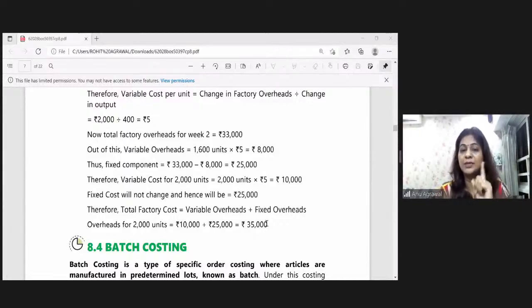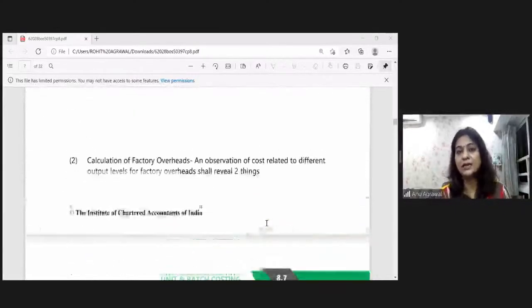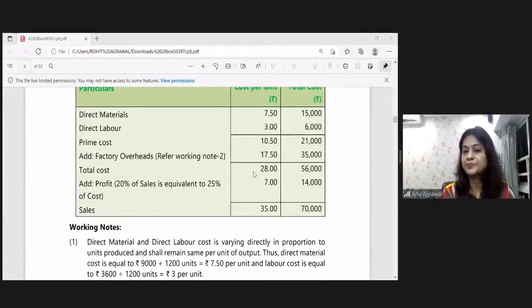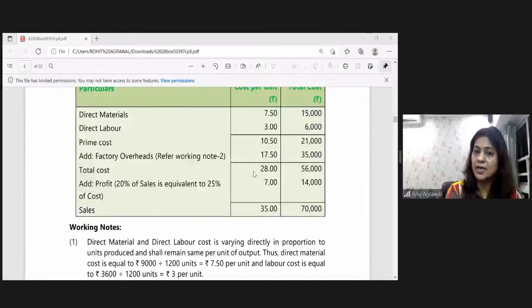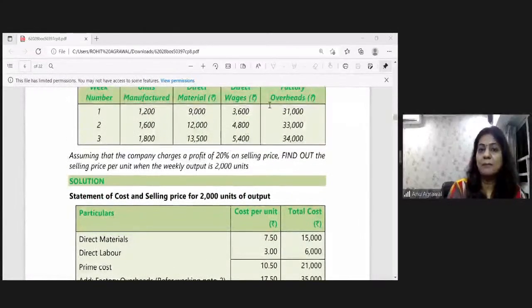That means what will be the cost per unit? It will be 35,000 divided by 2,000. And that's how they got this ₹17.50. With this, you get your total cost. They were very clear: we want to charge profit of 20% on selling price. This, guys, mathematically, if you do not know, I will try to explain it to you.